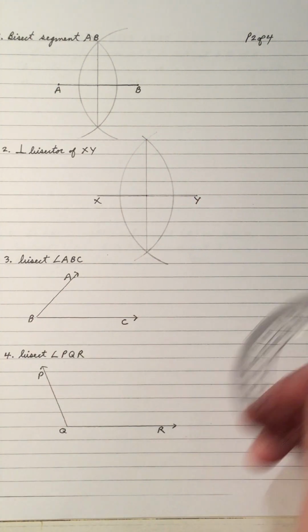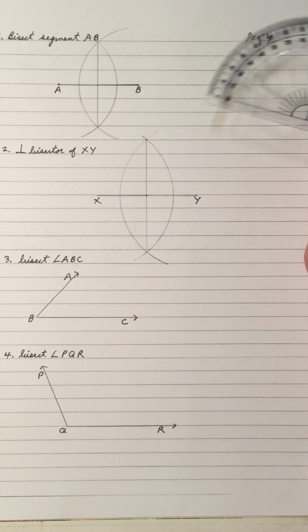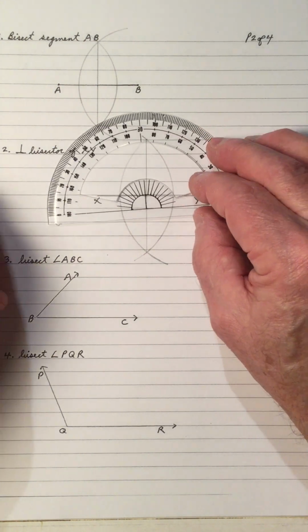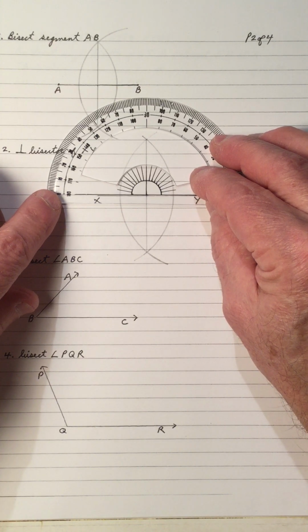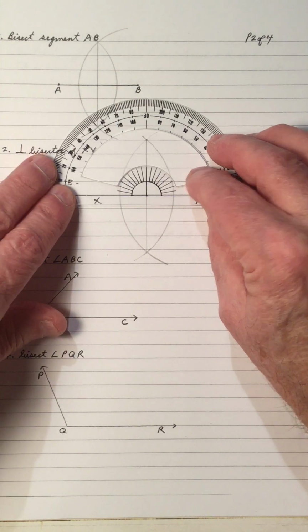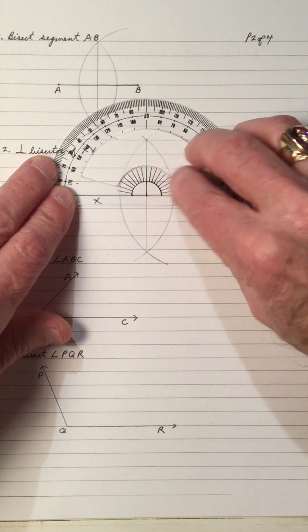Now, I drew the perpendicular bisector with a compass, but I'm going to check the angle by using a protractor. So I constructed it with a compass, and now I'm checking with a protractor. And as you can see, they're right straight up through. This angle is 90 degrees right here.